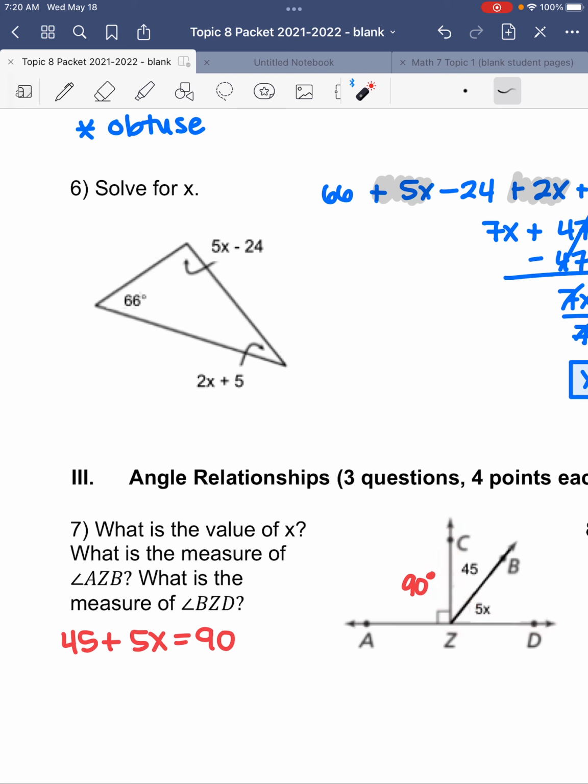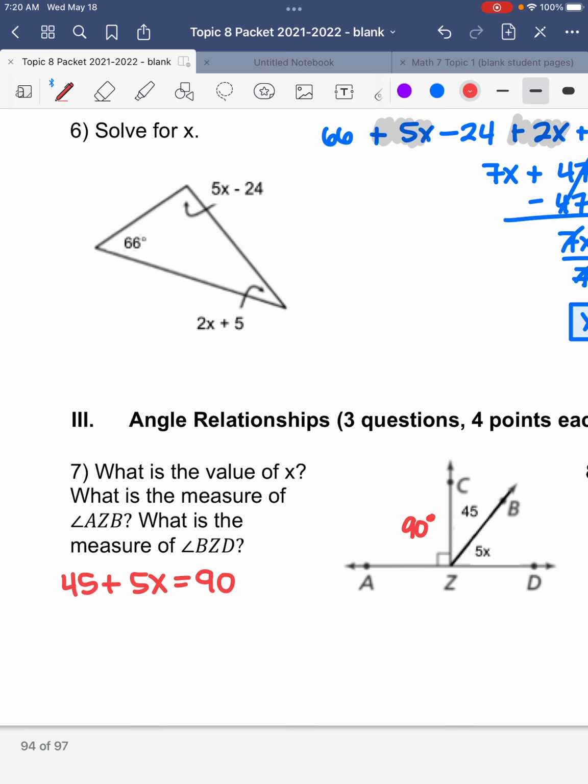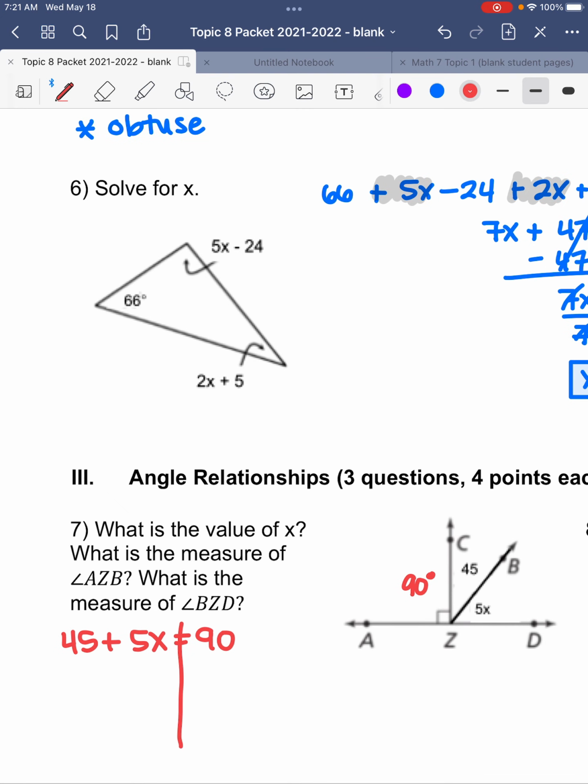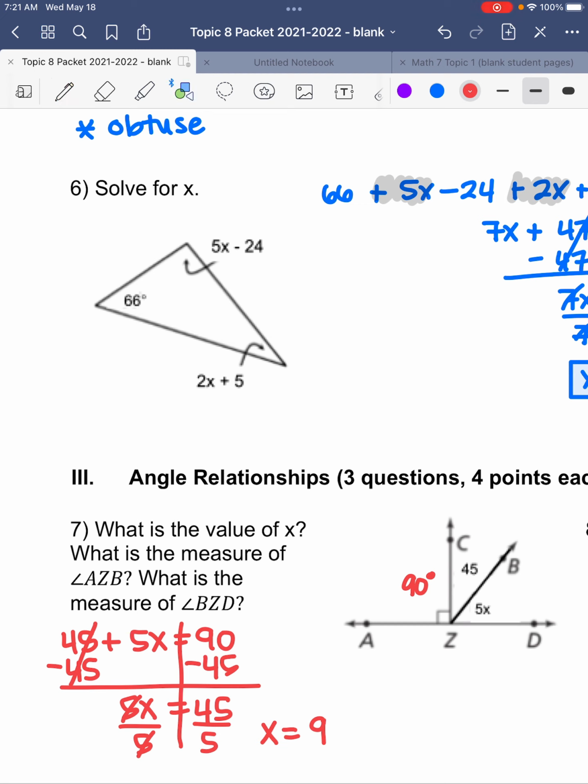So now I'm just going to solve this like a normal 2-step equation. I'm trying to get that x by itself, so I'm going to subtract 45 on both sides. So 5x equals 45. Then I'm going to divide by 5 on both sides. And when I do that, I find that x equals 9. So x equals 9 is the answer to our first question.